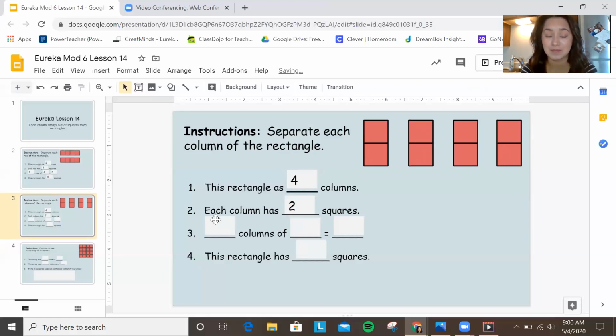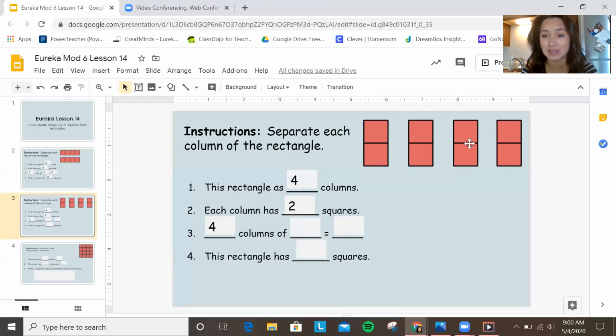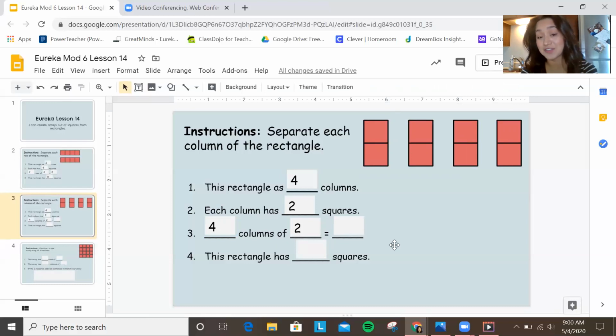Now we have our sentence frame. Blank columns of blank equals blank. How many columns do we have? 4 columns of how many? I have 4 columns. How many in each column? Good, 2. Now remember the answer at the end of the equation after the equal sign is our total. All right, so 4 columns of 2 equals how many squares?